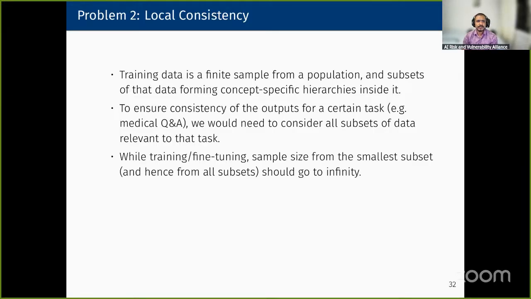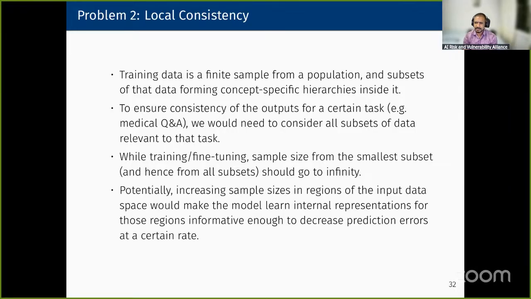And so to ensure consistency for each of these tasks, there probably is some sample size requirement for those sub data sets. What are those sample size requirements, and how do they scale with the consistency metric that is under question? So these are all the details that I think need to be figured out. And honestly, that is a complex problem.